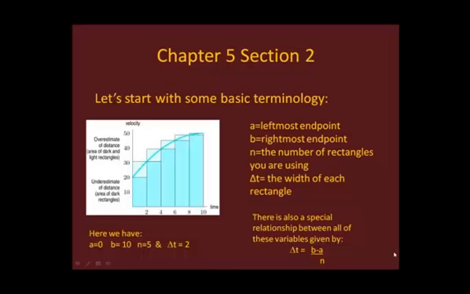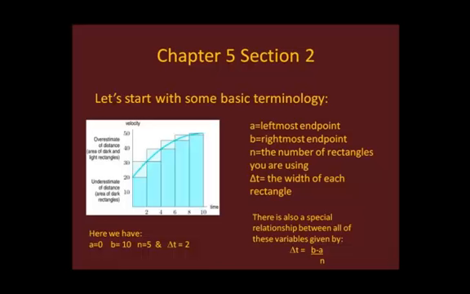Chapter 5, Section 2. We want to further investigate this idea of accumulated change and eventually get to what is called the definite integral. So let's start with some basic terminology. We looked at these graphs and we estimated this area under the curve using these rectangles by tables, and so we need to add some terminology so that we can calculate these when we don't necessarily have a graph, but we do have a function.